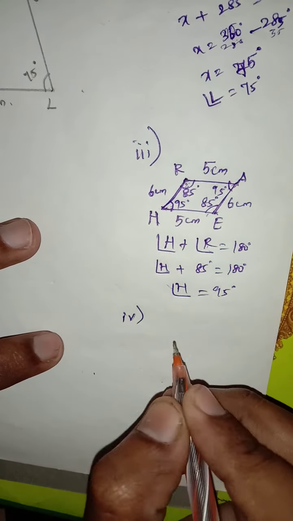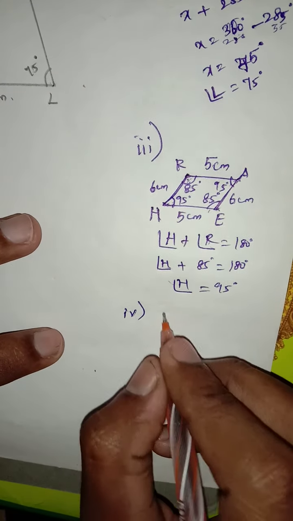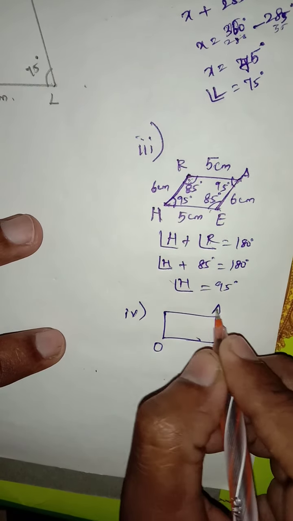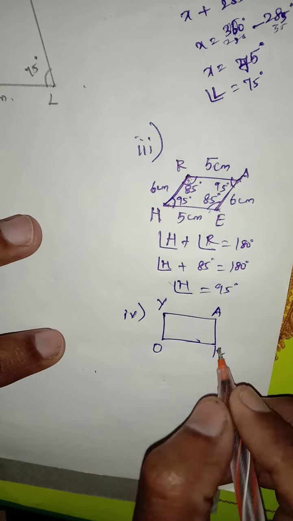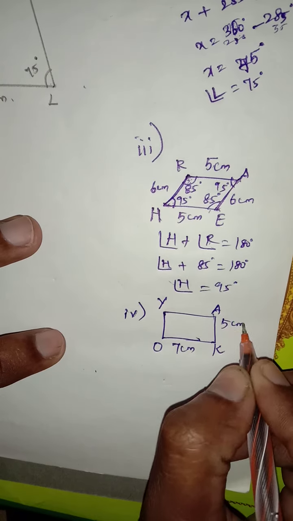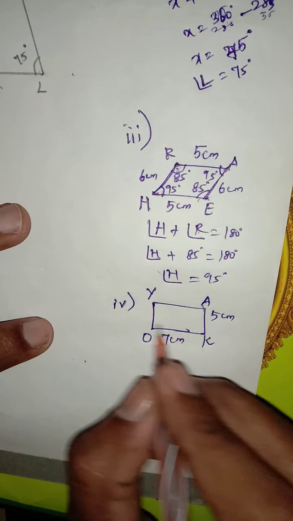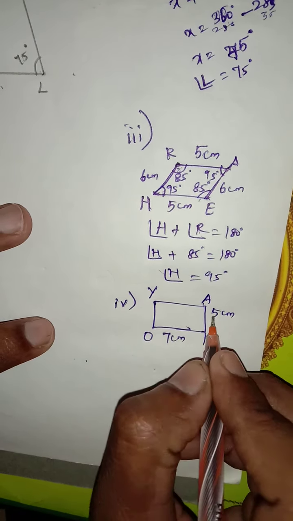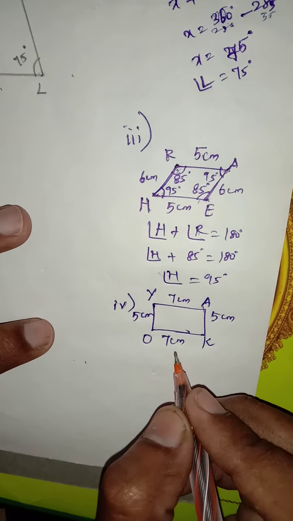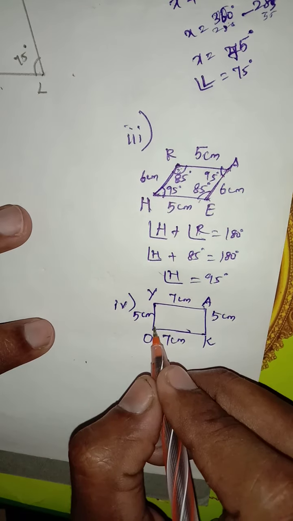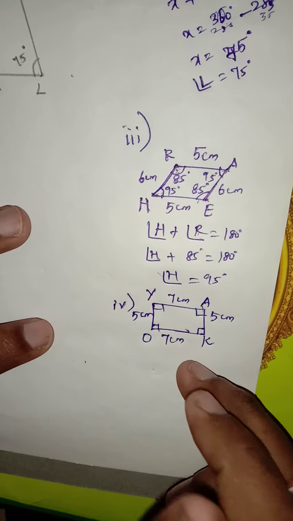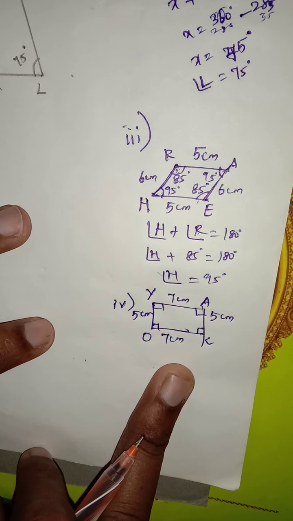Then the last question of this exercise, they ask us to construct a rectangle. The rectangle's name is given as OKAY. OK is 7 centimeter and KA is 5 centimeter. Since it is a rectangle, opposite sides are equal. So if this is 5, this is also 5, this is 7, this is also 7. In a rectangle, all the angles are 90 degree. So by having this information, you can construct the rectangle.